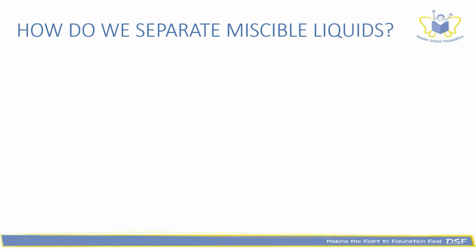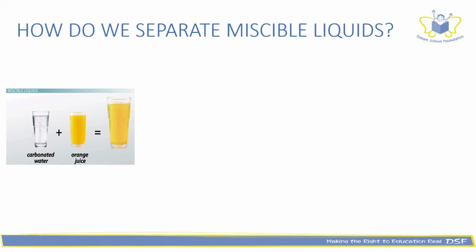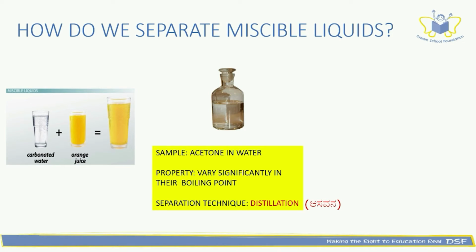Now let us try to understand how we separate miscible liquids. We already looked at immiscible liquids, right? How about miscible liquids? Yes, the liquids that blend well with each other. When one dissolves in another, we call them miscible liquids. For example, orange juice in water is miscible. Acetone in water is also miscible, and that is the sample we are going to consider now. How do we go about separating them?